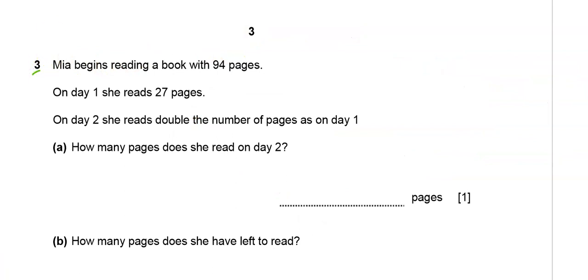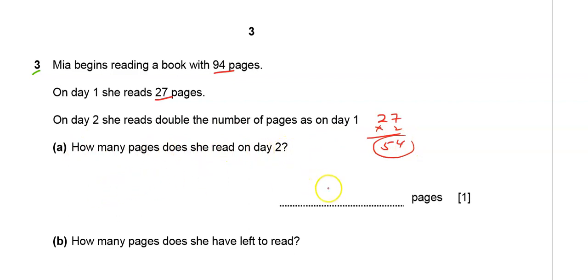Question number 3. Mia begins reading a book with 94 pages. On day 1, she reads 27 pages. On day 2, she reads double the number of pages she read on day 1. So double the number of pages is 27 times 2, which gives us 54. She reads 54 pages on day 2.